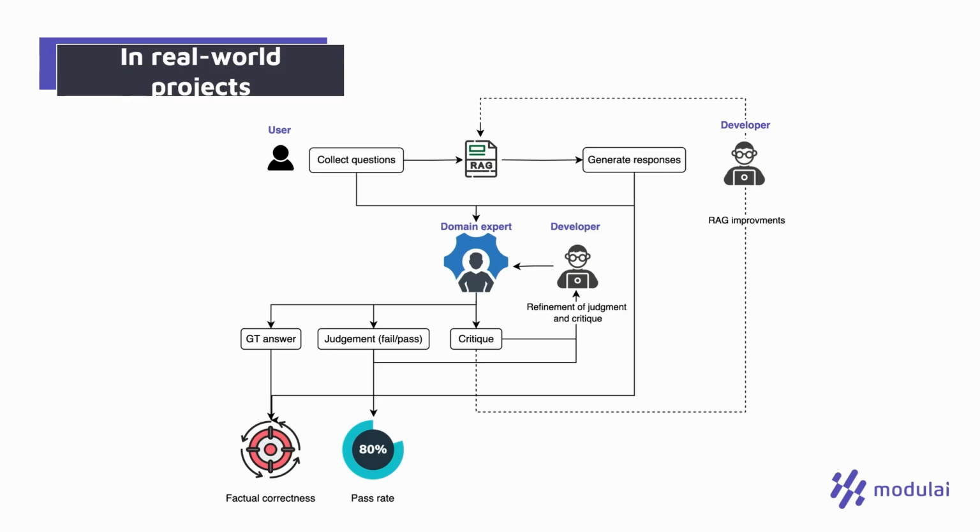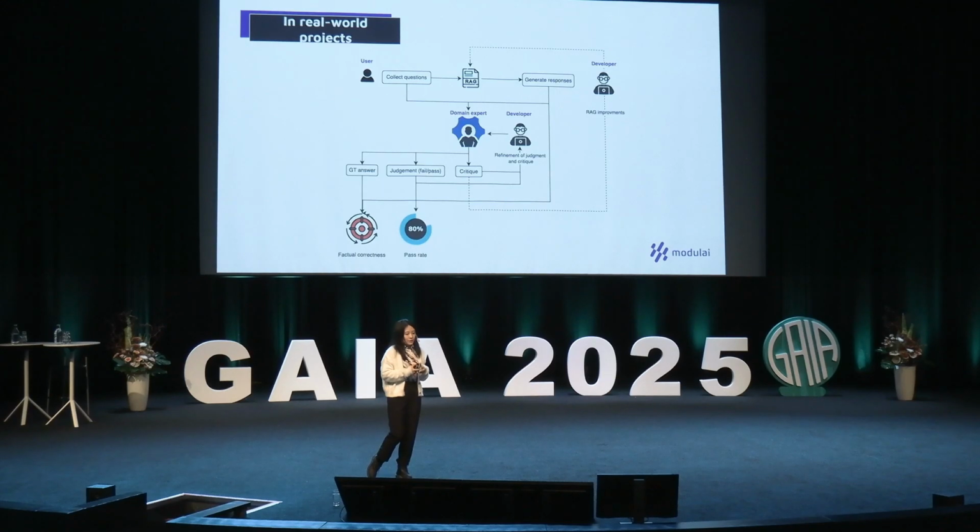And apart from the ground truth answer, we can also ask a human expert to give us a judgment score, a binary score, on whether they think this response is acceptable or not. Together with the judgment score, we also ask domain experts to give us some critique, explaining their reasoning: why they think this is a pass, and why they think this is not a pass.